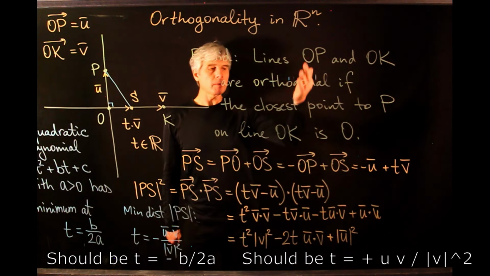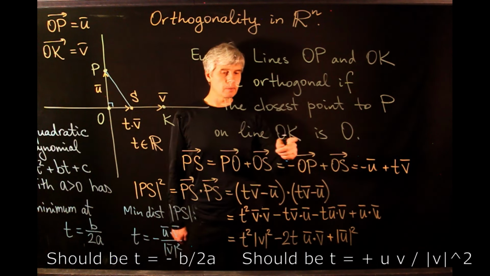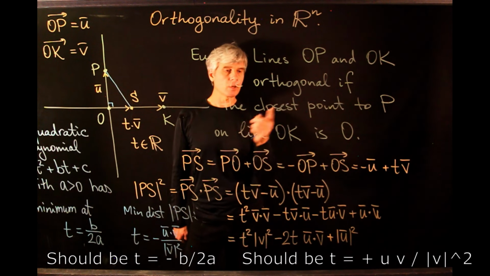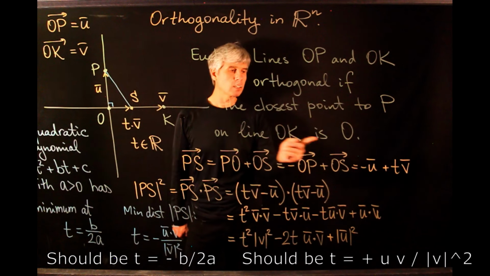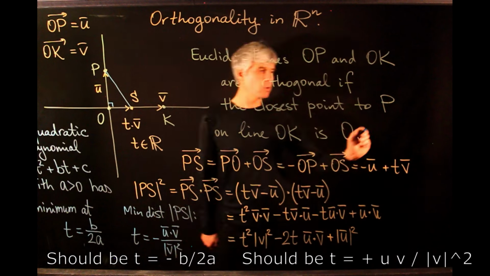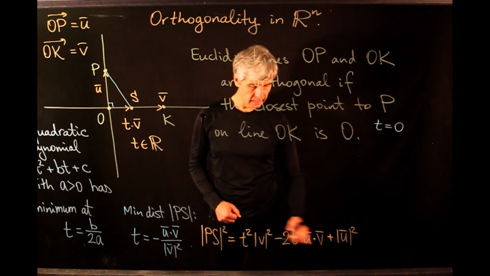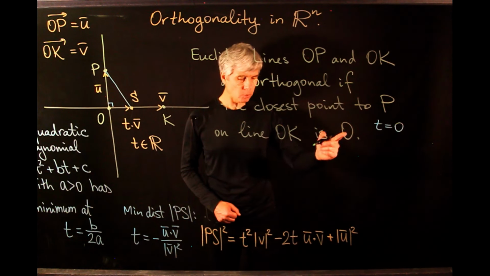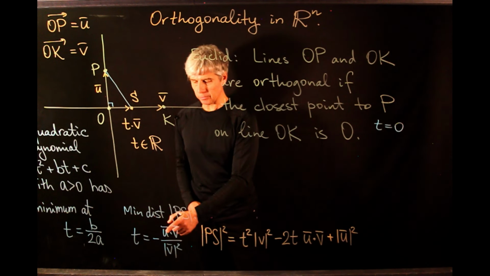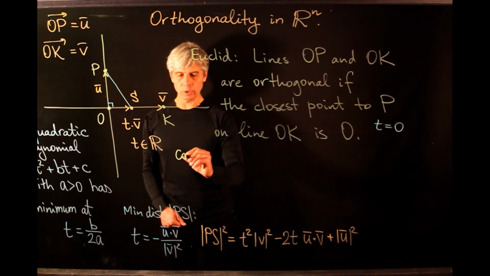Now, our question is when these two lines are perpendicular. And so here, according to Euclid, these two lines are perpendicular when the closest point to P on the line OK is the point O. But the point O corresponds to the value of T equals 0. So this tells us that this function has a minimum value at the point O, and that is at T equals 0, when the dot product of U and V is equal to 0. So we get this conclusion.